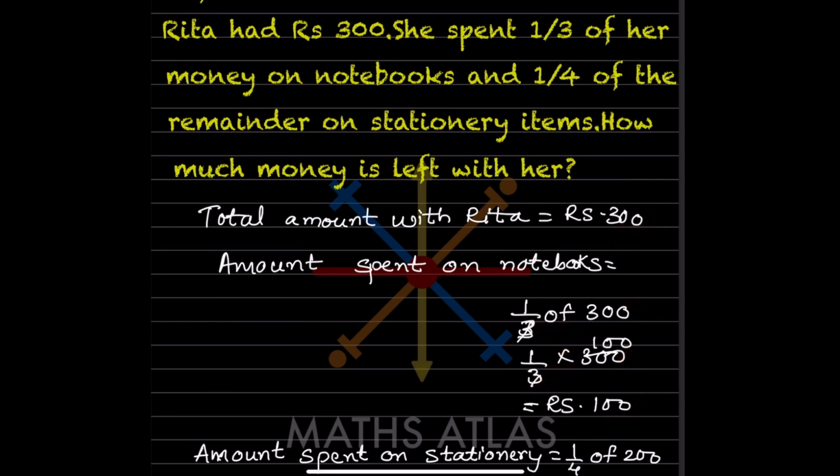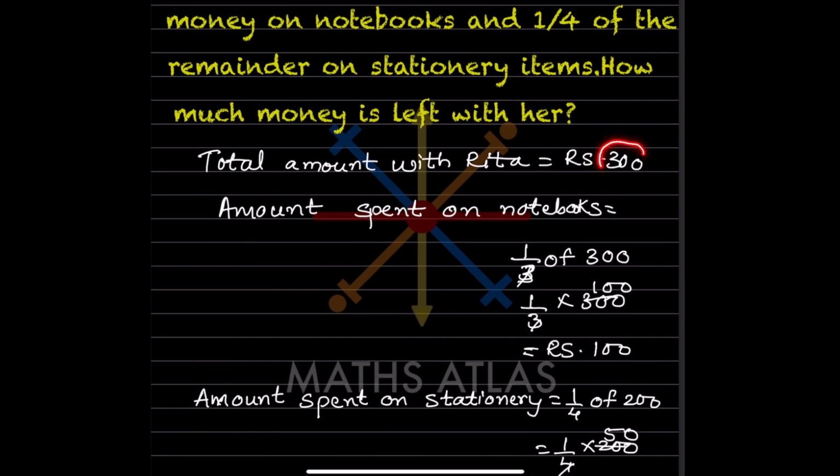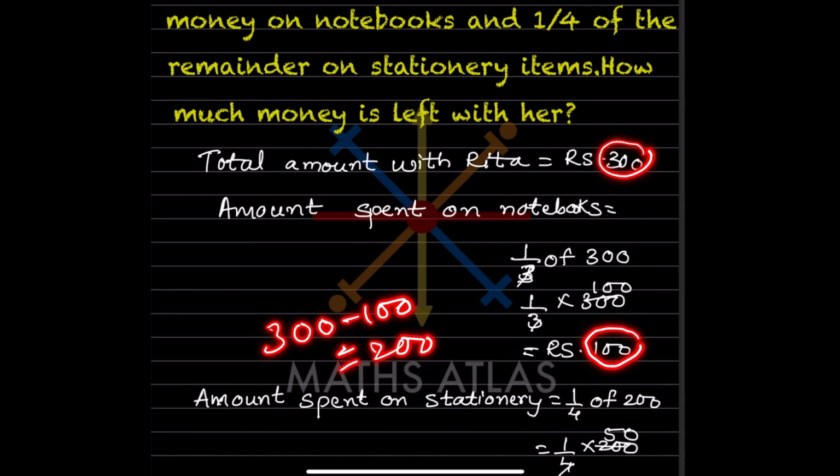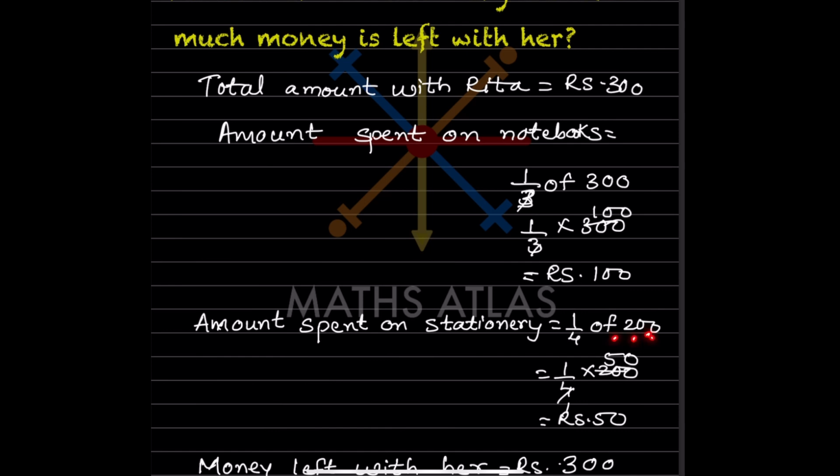So now 1/4 of the remainder. So now what is the remainder? 300 was with her. From that 100 is gone on the notebooks. 300 minus 100, so that remainder is now 200. So 1/4 of, they said, the remainder on the stationery items. So 1/4 of 200. This is an important step. So here of means this is going to be multiplication. So 1/4 into this, when you divide this one, that is going to be 50. So amount spent on stationery is 50.